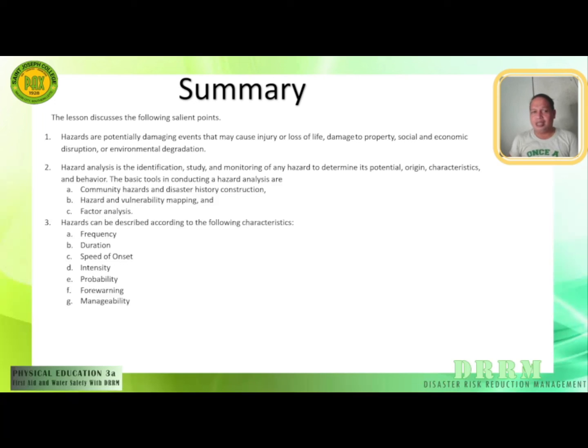Number 3, hazards can be described according to the following characteristics: A, frequency, B, duration, C, speed of onset, D, intensity, E, probability, F, forewarning, and G, manageability.